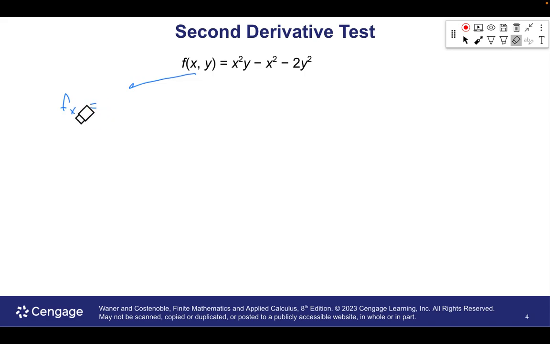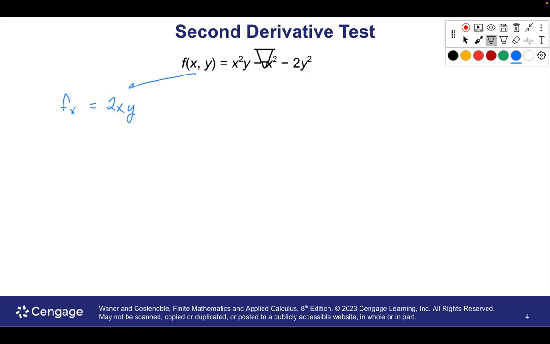Come on, there we go. Okay, first derivative with respect to x. So x squared, its derivative is 2x. Remember, y is a constant. If it was like a number 3, it just tags along, right? So we don't take its derivative. 2x to the first power times y.